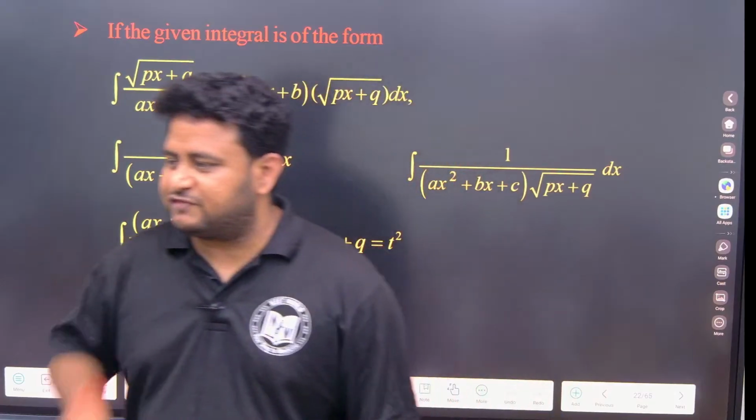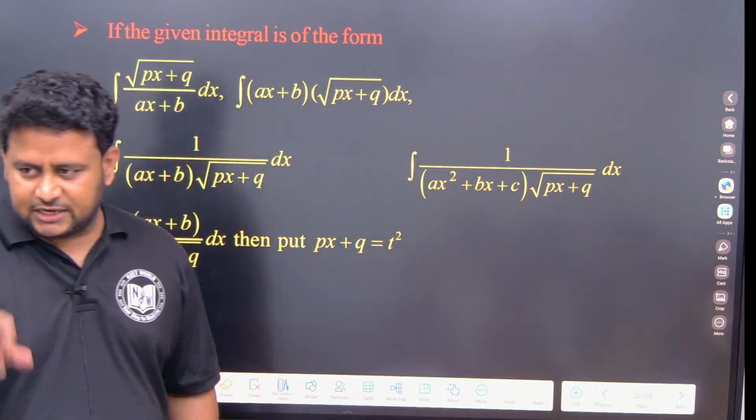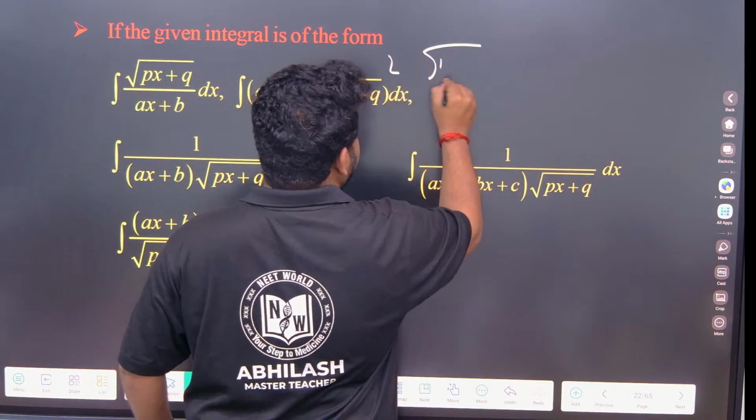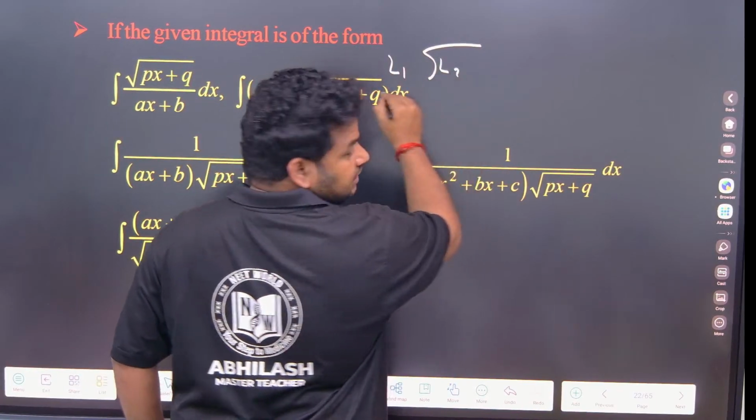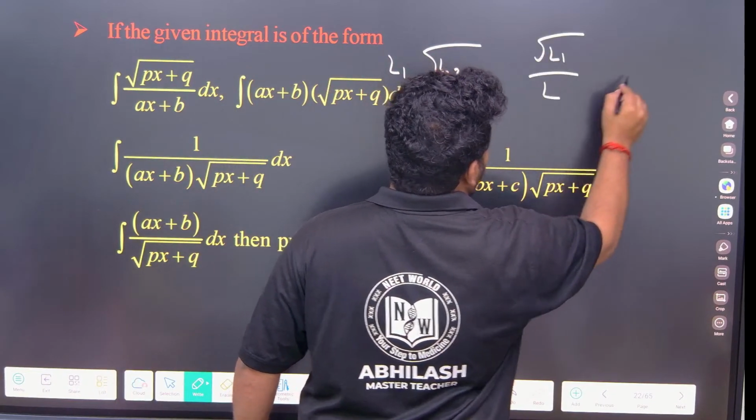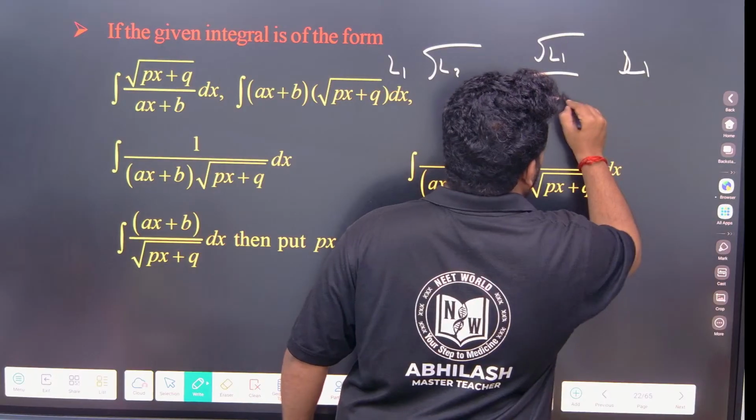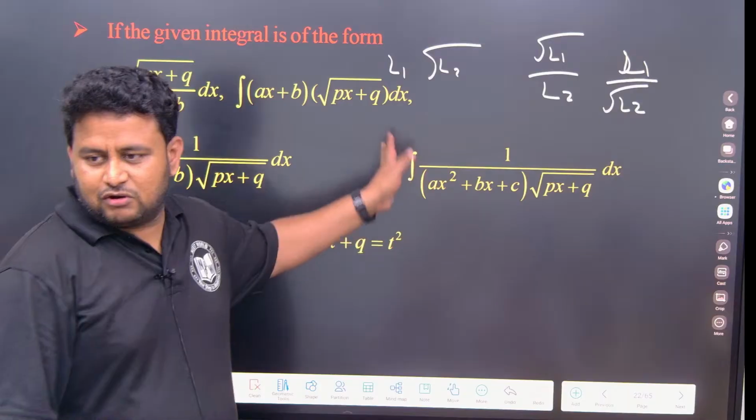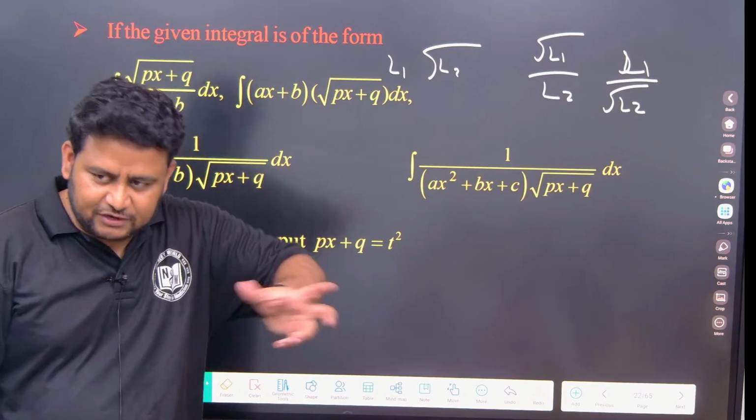Next, if they give linear only, there is no quadratic. But within the square root, if they give linear, and outside also linear, like linear by square root of linear, L1 by square root of L2, or square root of L1 times square root of L2, like this. If they give linear only within the square root, definitely we have to remove the square root.